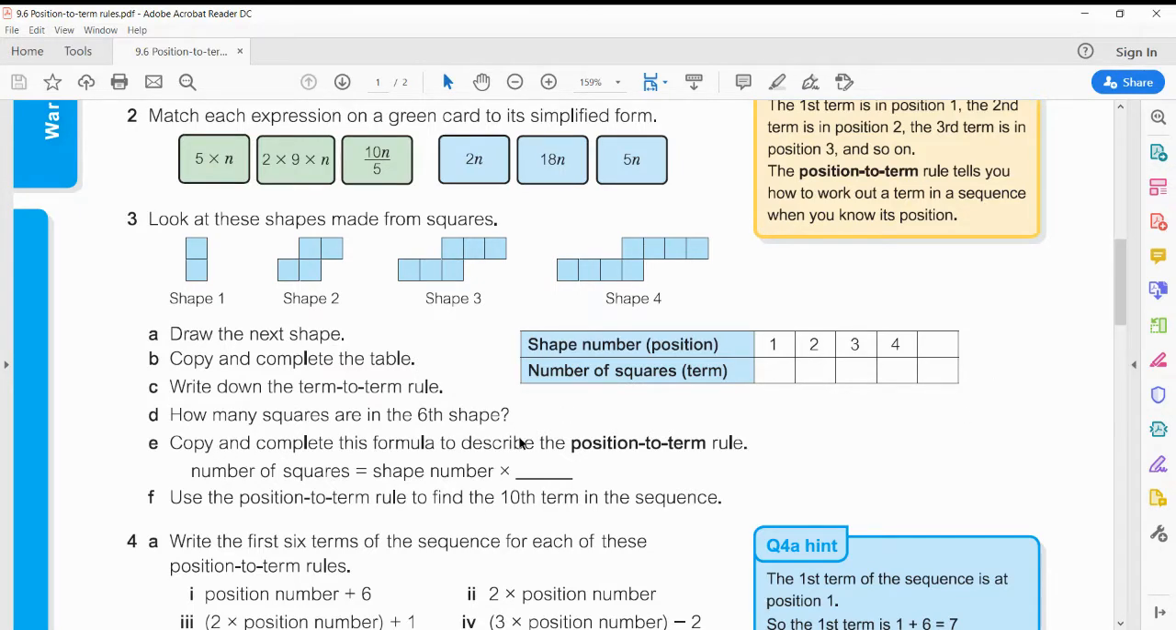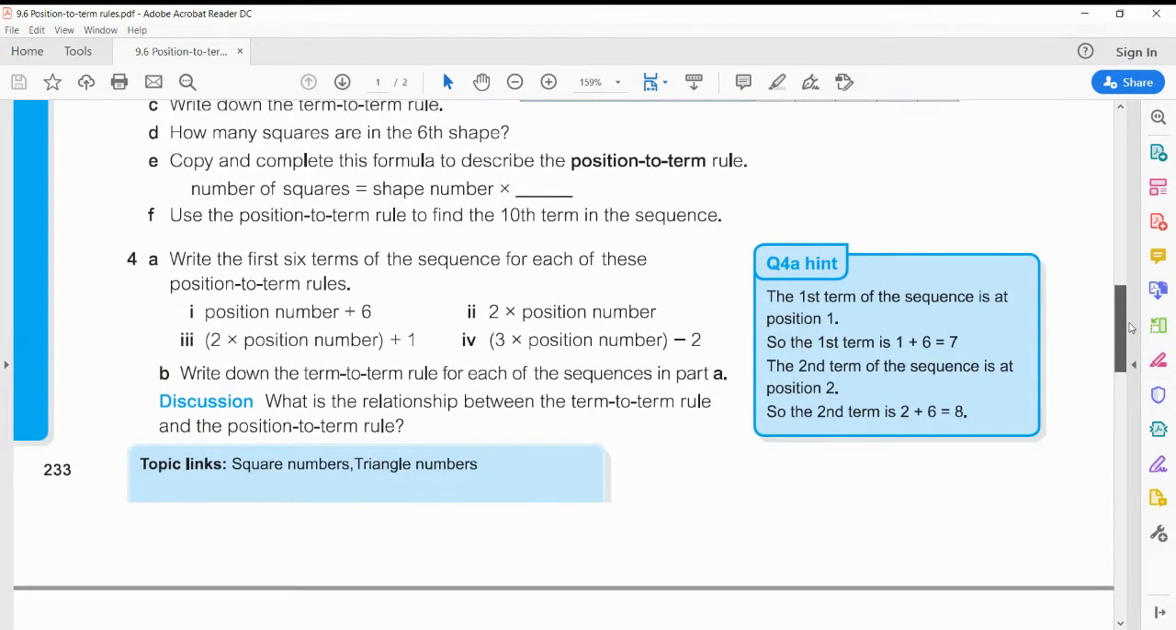And copy and complete the formula to describe the position to term rule. So number of squares, well, the shape number, it's going to be times 2, isn't it? If we have a look, 1 times 2 makes 2, 2 times 2 makes 4, 3 times 2 makes 6, and that works, so it's times 2. Use the position to term rule to find the 10th term in the sequence. So shape 10, 10 times 2 makes 20. I need 20 squares. Question 4.